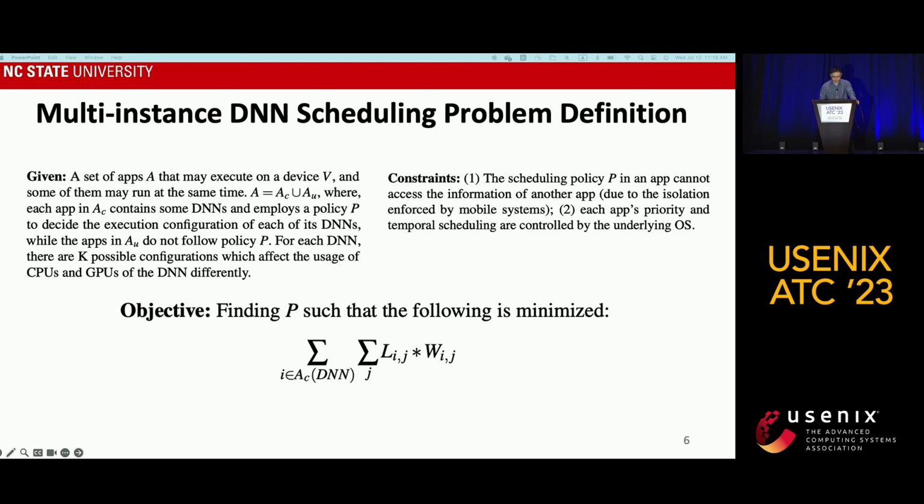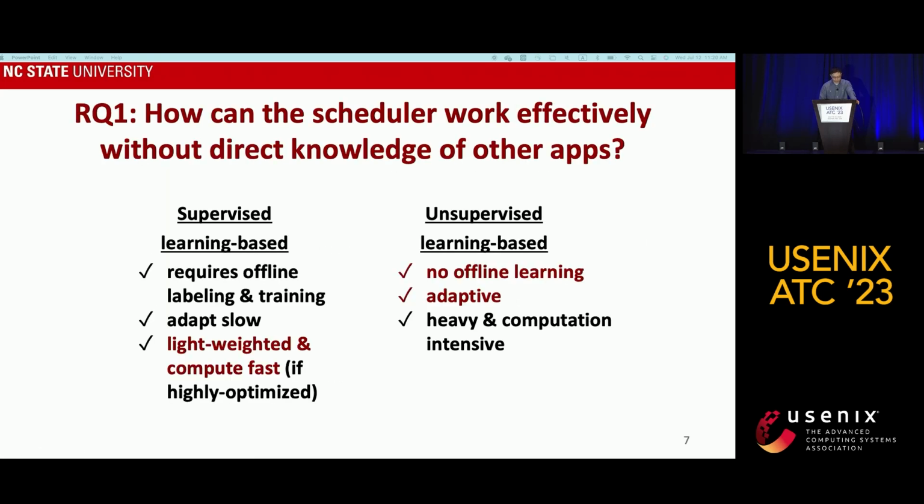The second is that each app's priority and temporal scheduling are controlled by the underlying OS. Okay, and here comes our first research question: how can the scheduler work efficiently without direct knowledge of other apps? Many offline algorithms may help solve this kind of optimization problem, like genetic algorithms and so on.